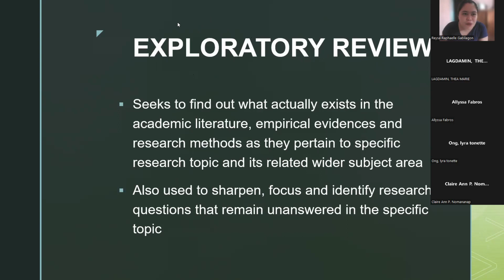Pero most of us are actually doing exploratory review. Like we explore a lot of references and then ang focus natin is to widen the scope, to widen the things that we know about our research topic. Yan yung mostly ginagawa kasi natin exploratory review. Okay? Pero you can do evaluative review also. You may always do that.